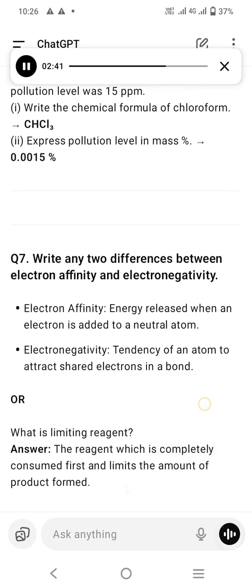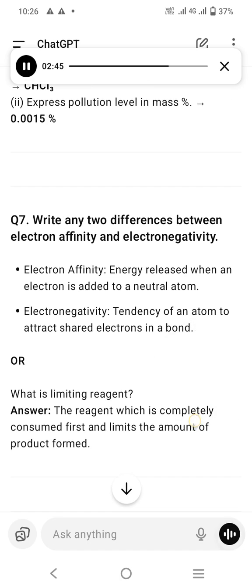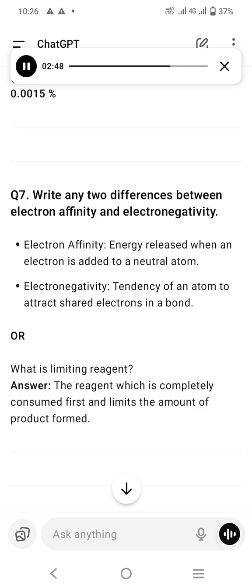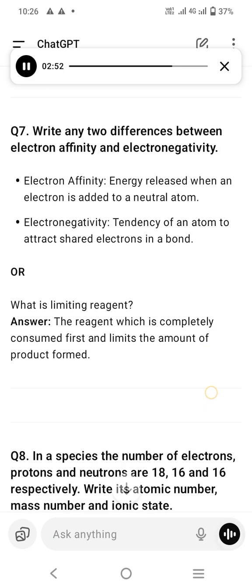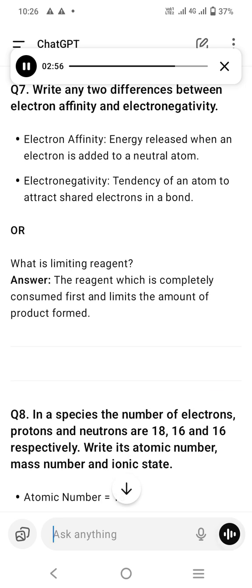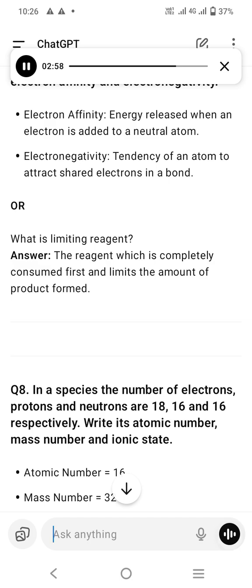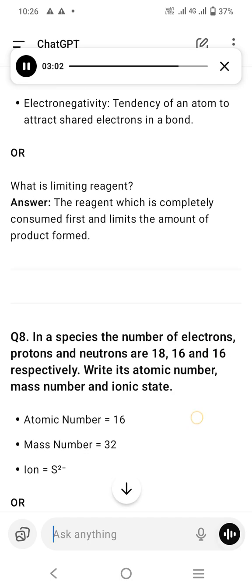Q7. Write any two differences between electron affinity and electronegativity. Electron affinity: energy released when an electron is added to a neutral atom. Electronegativity: tendency of an atom to attract shared electrons in a bond. Or, what is limiting reagent? Answer: the reagent which is completely consumed first and limits the amount of product formed.